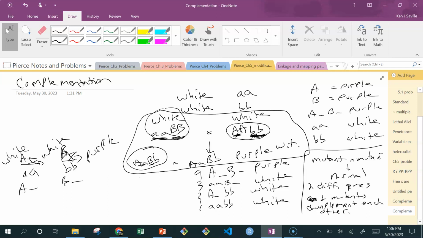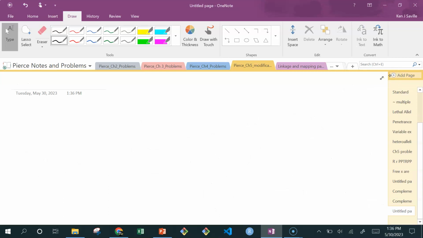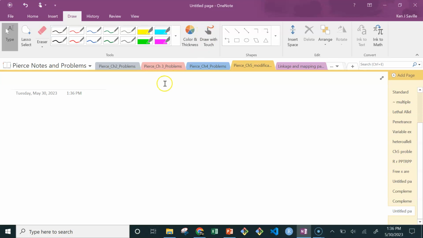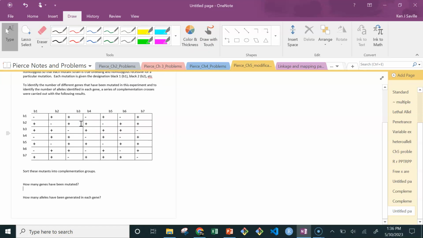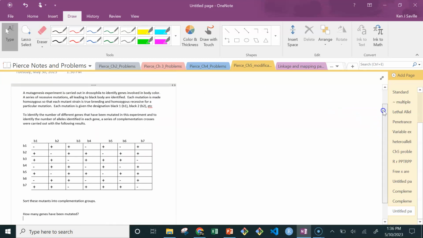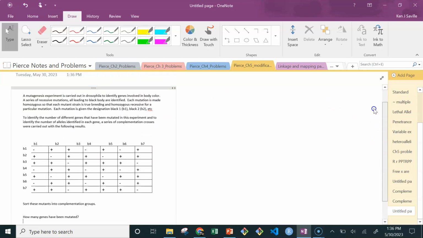So let's look at that one more way. I think that pretty much covers it. So now let's look at how we can use this. The way this is used in genetic analysis is to do this kind of an experiment, where you take a bunch of mutants and you cross them together.